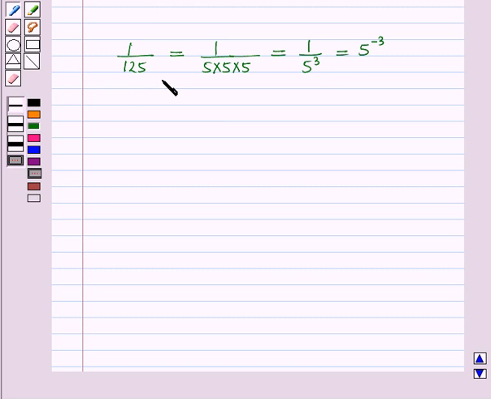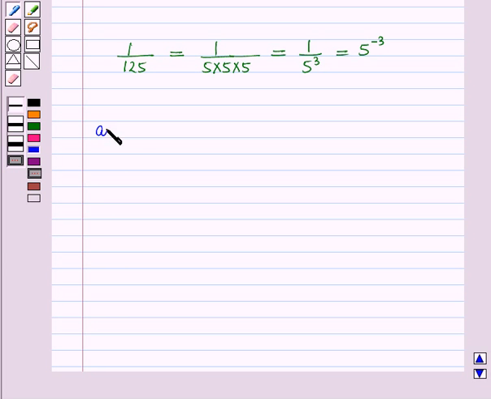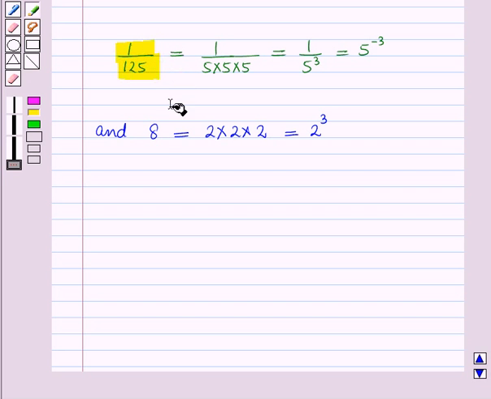Now we know how to write an expression with positive and negative exponents. For example, 1 upon 125 can be written as 1 upon 5 into 5 into 5, which is equal to 1 upon 5 raised to power 3, which is equal to 5 raised to power minus 3. Similarly, 8 can be written as 2 into 2 into 2, which can be written as 2 raised to power 3. So here we have written these expressions in negative and positive exponent form.